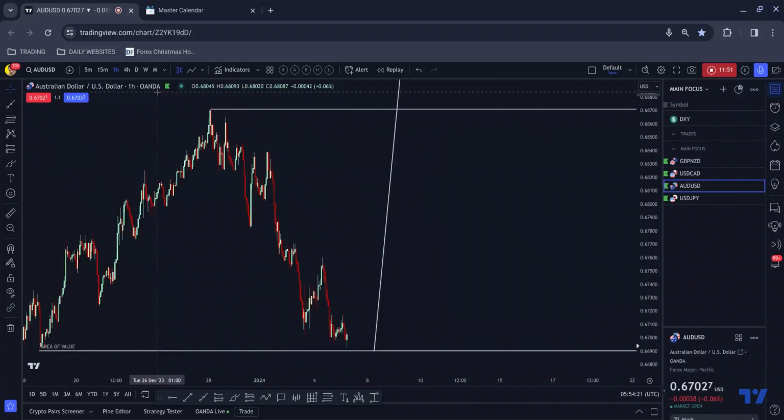So Aussie dollar: if dollar CAD is going short and the DXY looks like it's going short, then there's a good chance that Aussie dollar is going long. Australian dollar strength against the US dollar weakness.